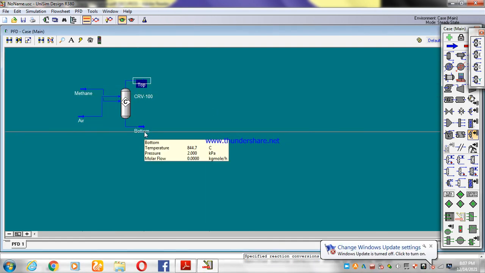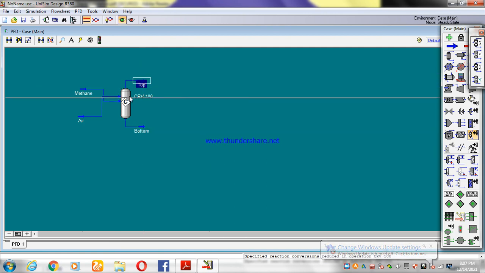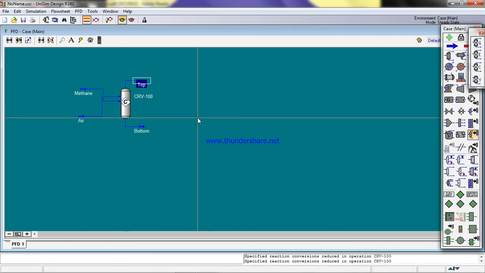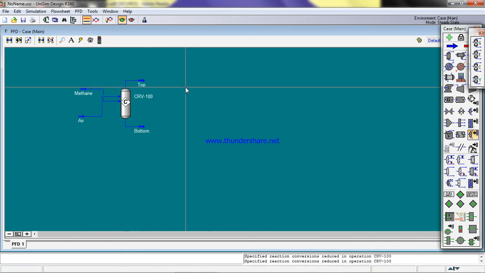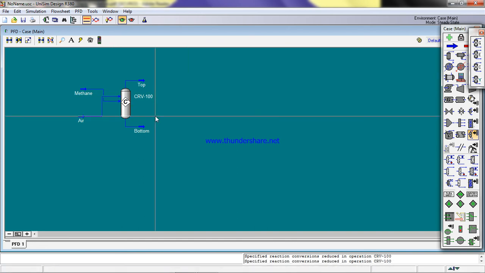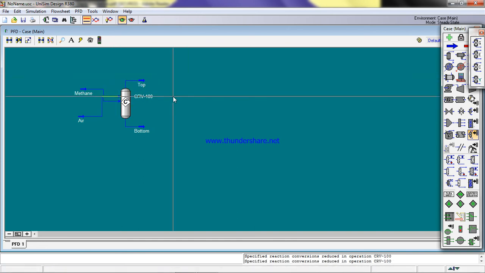Let's check the bottom if there's anything there. Now the bottom, if you check the bottom, the flow rate at the bottom is 0. That means all the products are coming out from the top. Okay, so that's how we use UniSim to solve a reactor problem, a very simple reactor problem. Now, if you try solving this problem manually, you will appreciate why we use UniSim for it.